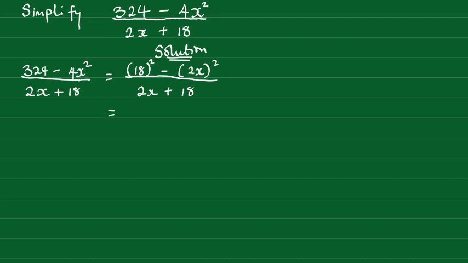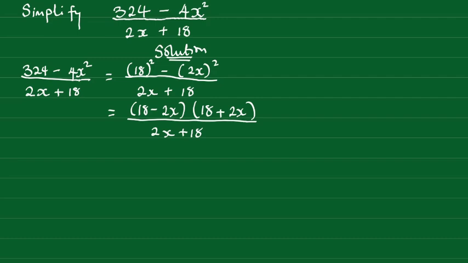Now our numerator, being the fact that it is a difference of two square expression, we have this to be equal to, bracket open, 18 minus 2x bracket close, bracket open, 18 plus 2x bracket close, divided by 2x plus 18. Now we notice that at our numerator we have a bracket open, 18 plus 2x bracket close, while at our denominator we have 2x plus 18. These are similar terms, hence cancel out.